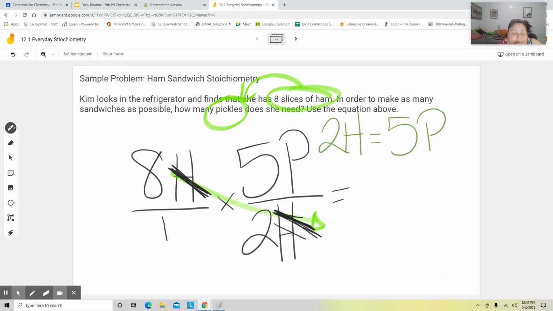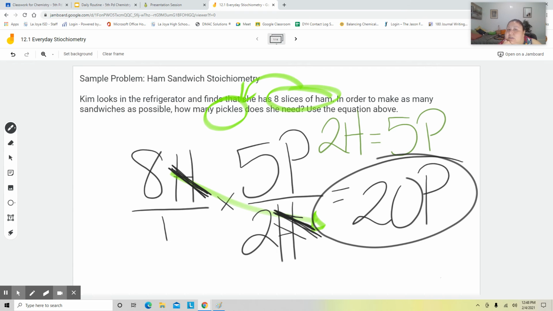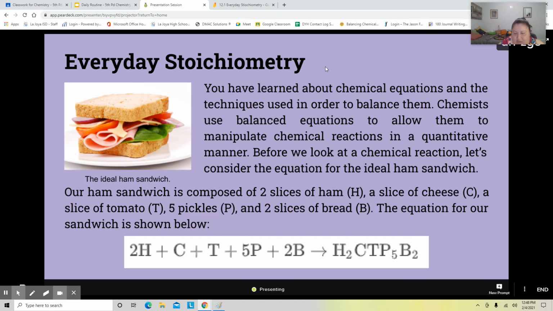8 times 5 divided by 2. Very good. That means Irvin needs 20 pickles. Very good. And we could probably do this for every single ingredient in my sandwich. Okay, but they don't ask me to do it, so I'm going to stop there. Now it's your turn.